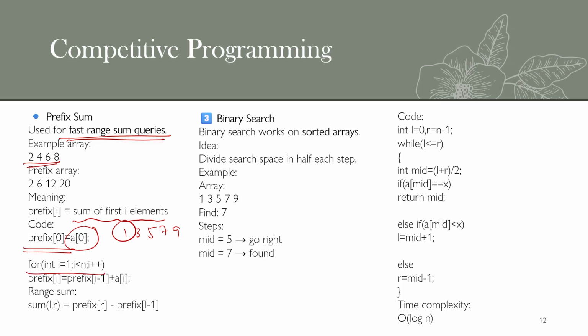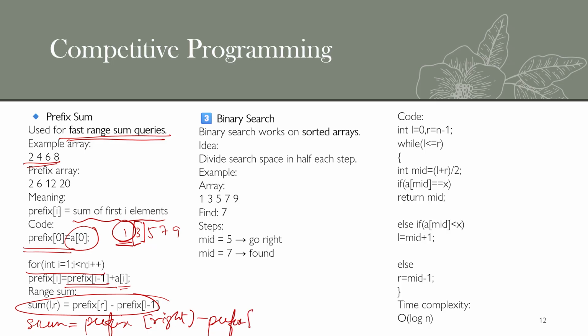For i, prefix of i is prefix of i minus 1 plus a of i. That is the sum till the last element plus the current element. You need to remember this very important formula. Range sum is equal to prefix of right minus prefix of left minus 1.